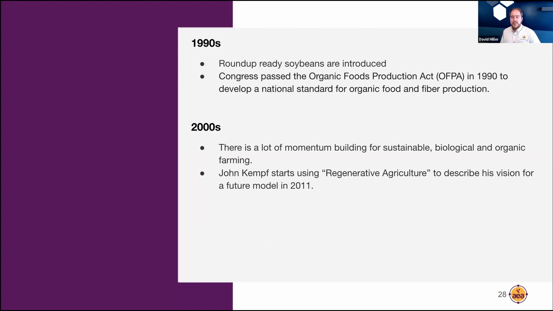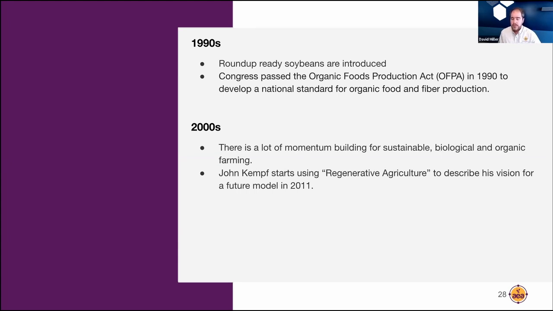By the 90s, genetic modification was popular. Roundup Ready soybeans are introduced. I think a year or two later, the corn was introduced, if I'm not mistaken. Also around this time, the NOP was enacted, where there were some standards for organic food and fiber production, which was certifying what organic food is not. By 2000, there's a lot of momentum building for sustainable, biological and organic farming.